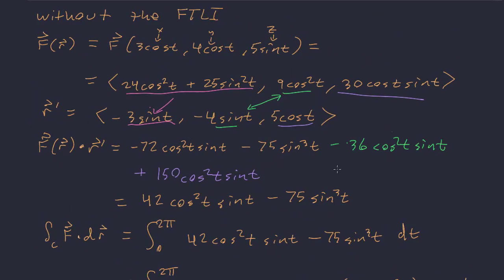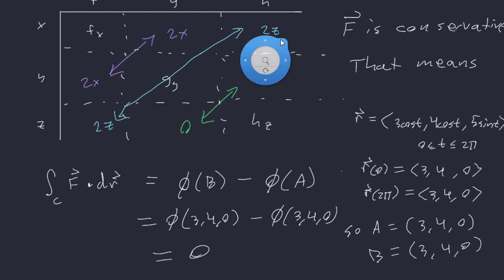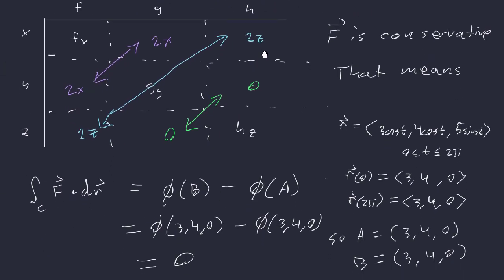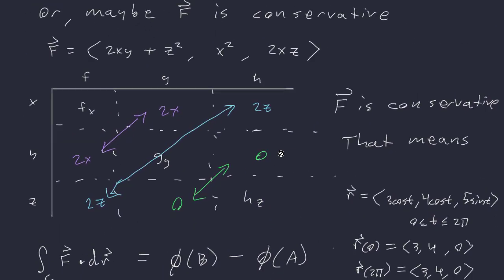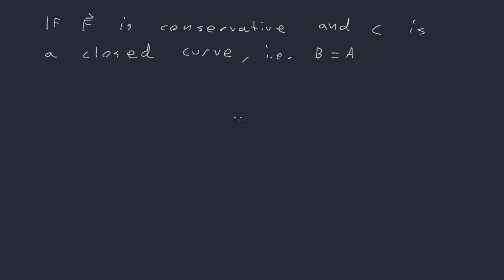I don't know about you, but this may not seem that bad, but in my opinion, doing it this way is much nicer. It's much quicker, it's much cleaner, and this is my method whenever I see something really nasty looking and I have to take the line integral. I think maybe it's conservative, right? If the field is conservative, then maybe there's a lot less work we need to do.